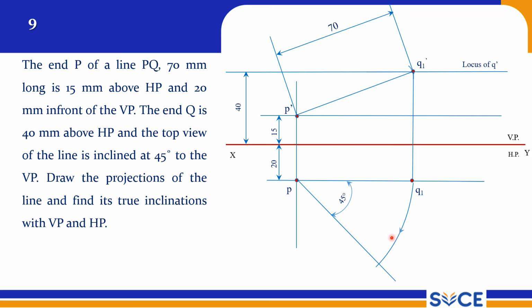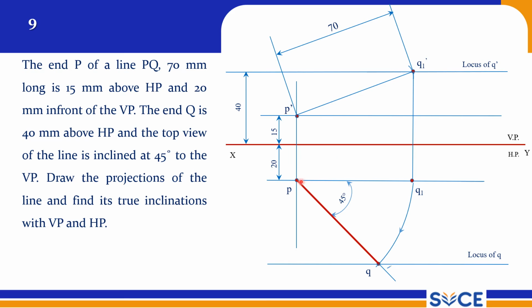Rotate this till it meets this thin line. Now you can mark a point that is nothing but Q, the final Q, and this is your top view. Draw the locus line, and that becomes the locus of Q. So this is a locus of Q dash and a locus of Q, and once you get this Q, it is easy to get the other projection.